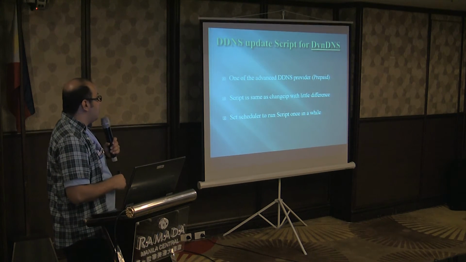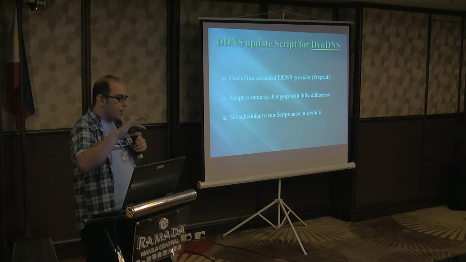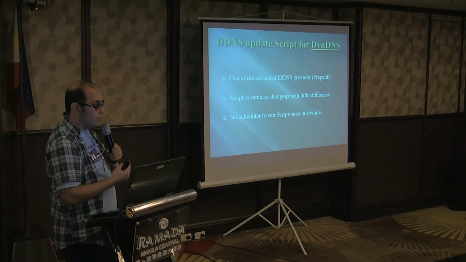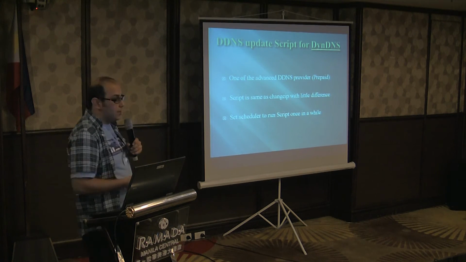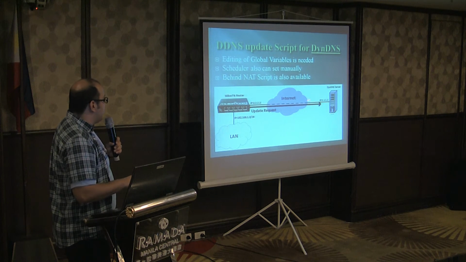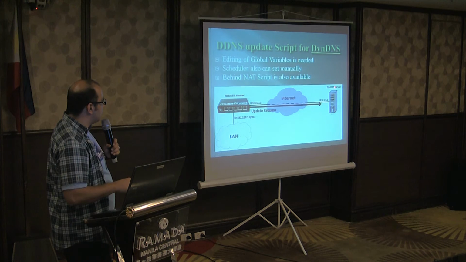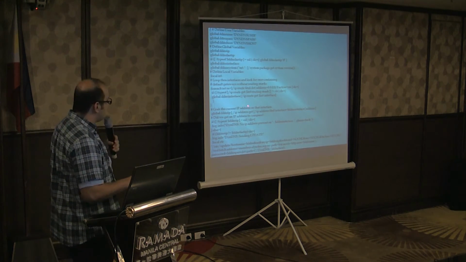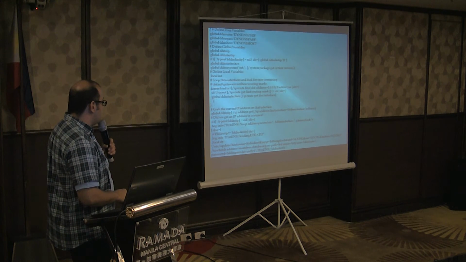The script is the same as ChangeIP with a little difference. All the scripts by default could be the same, but there are a few changes somewhere in the script that we needed for this server. And again, we need to set the scheduler to run a script once in a while. The diagram is exactly the same as before. The IP examples could be as before, only the server has been changed in here. Again, this is the script for DynDNS, only for DynDNS, as well as the scheduler in here.